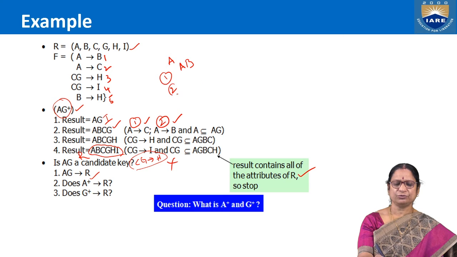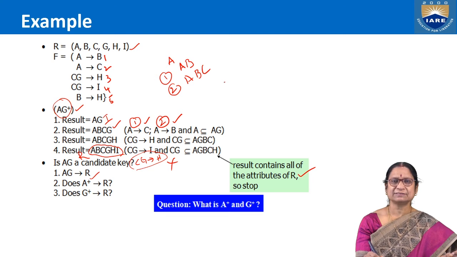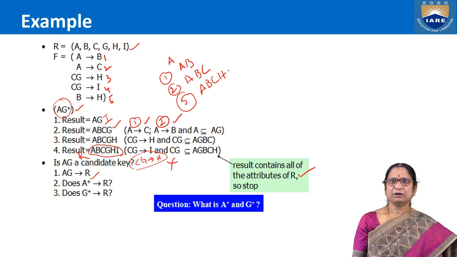By using FD2 this will become ABC. Why? Because I keep adding the right hand side. Then by using the fifth FD, B determines H, the left hand side is existing in my attribute closure. B is there, so I will add H: A, B, C, H.